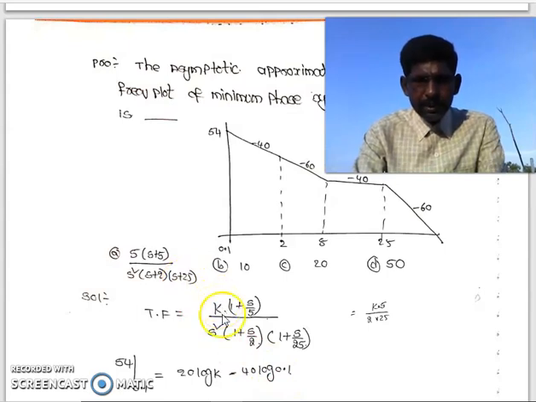Why have we taken it as only 0.1? Even the remaining terms will be neglected. It becomes 0. When compared to 1, s by 5 is a very small value, so we neglect this term. When compared to 1, s by 2 is a small value, we neglect it. When compared to 1, s by 25 is a small value, we neglect it. We are left with 20 log k minus 40 log 0.1.